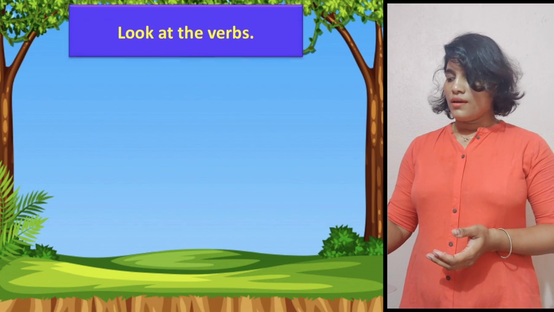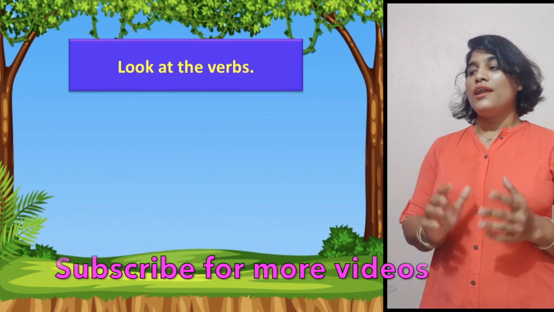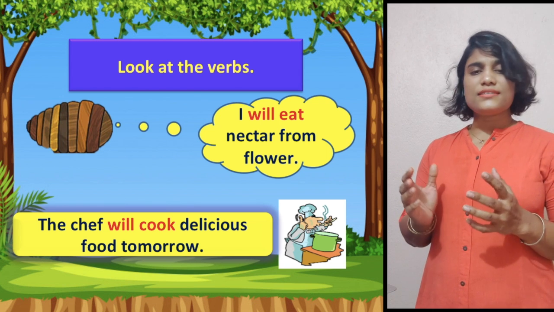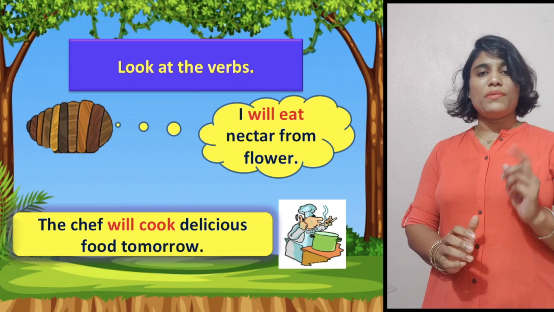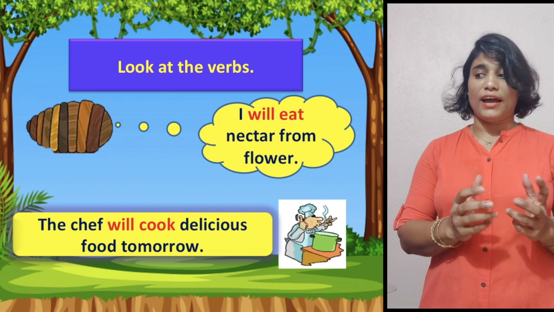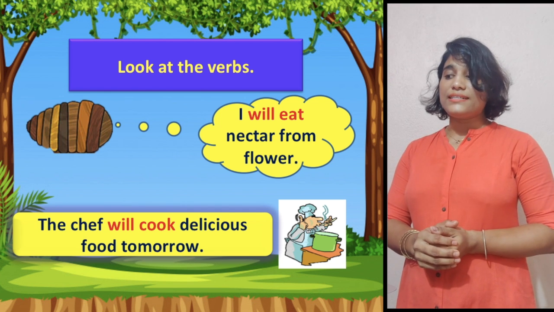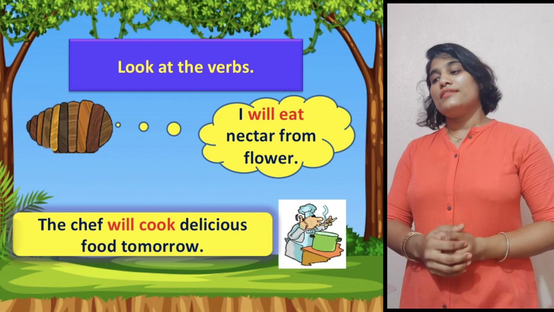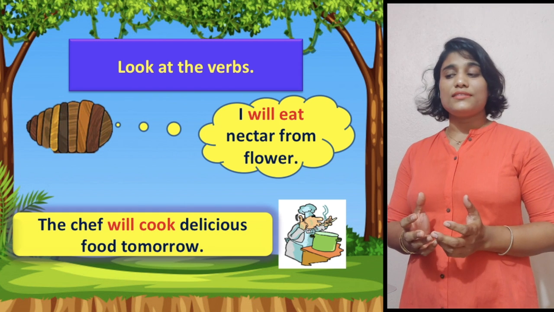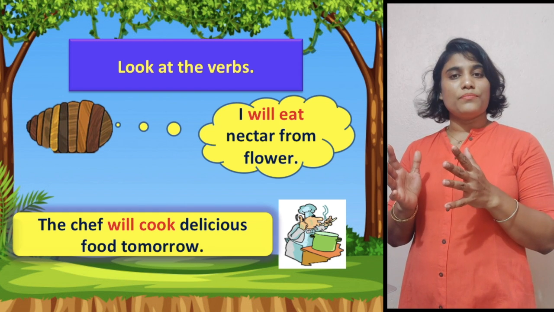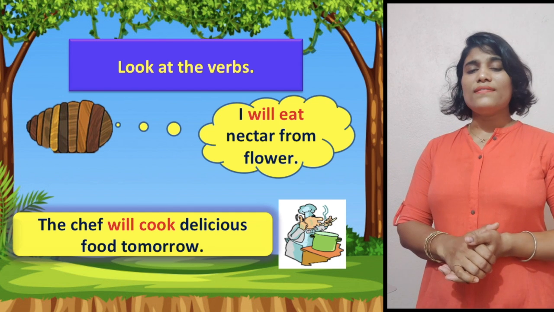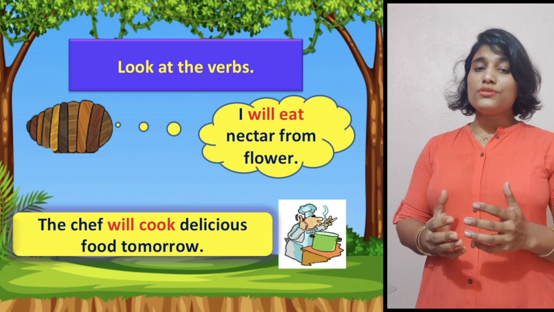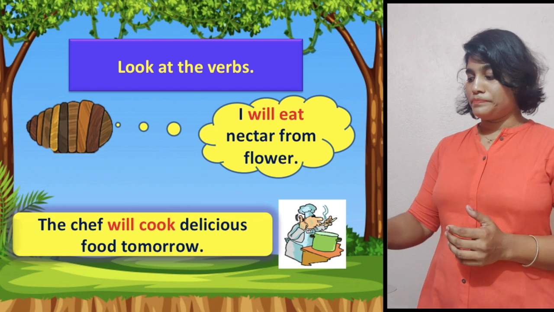So, first, look at the verbs I have prepared here. If you remember the story of the caterpillar, you may find that I will eat nectar from flowers. And there is another sentence, the chef will cook delicious food tomorrow. In these examples, you find one thing is common. The main verb is always used with an auxiliary will.